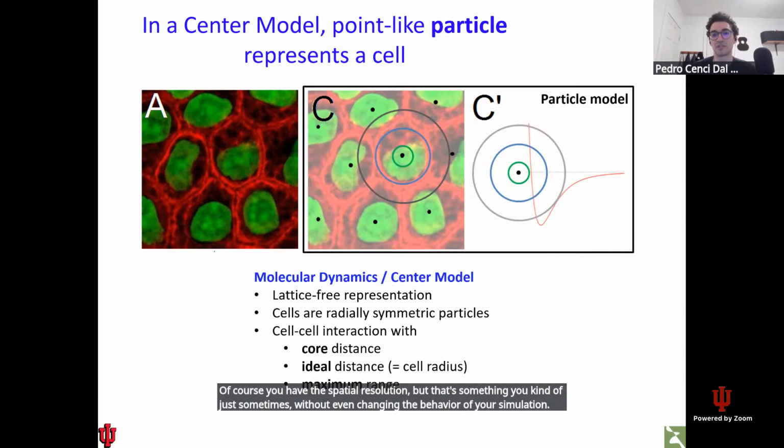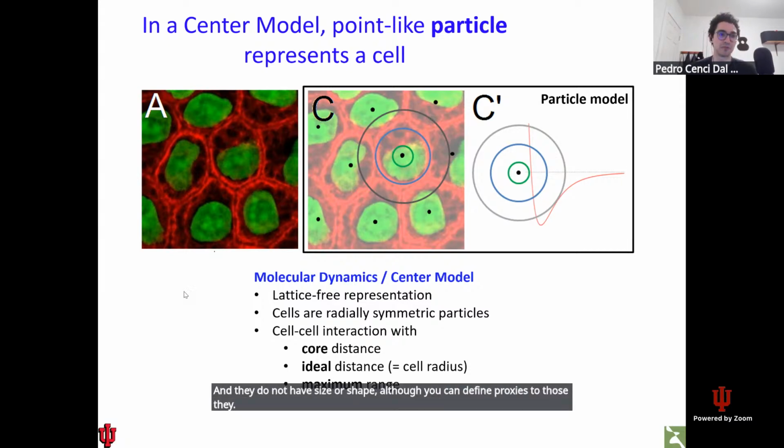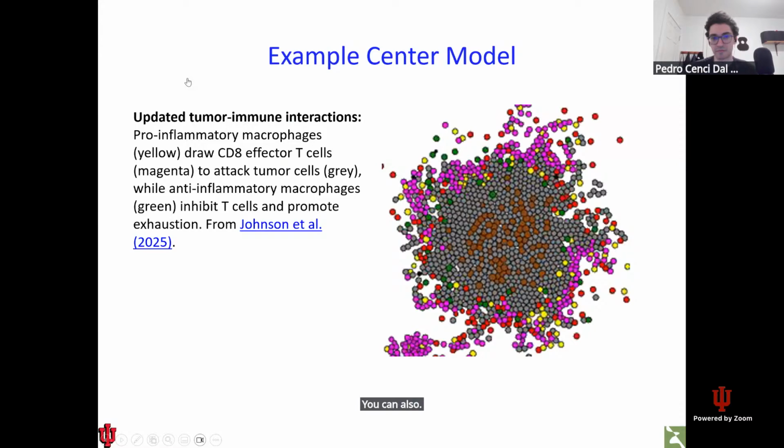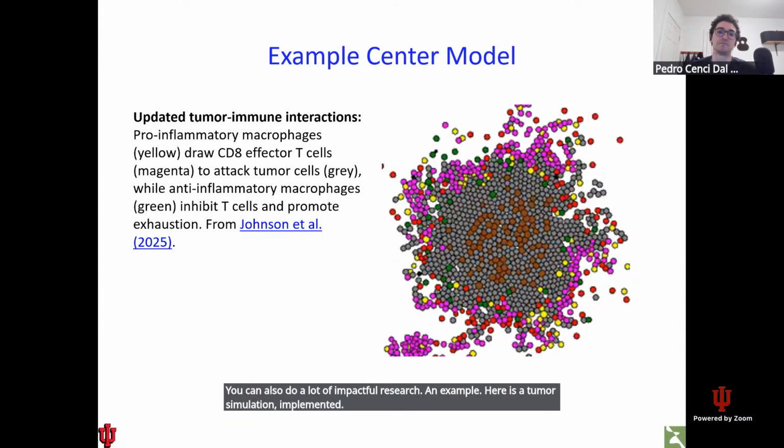The cells are radially symmetric, and they do not have size or shape. Although you can define proxies to those, they do not have size and shape. They are point particles. You can also do a lot of impactful research. An example here is a tumor simulation implemented using PhysiCell.